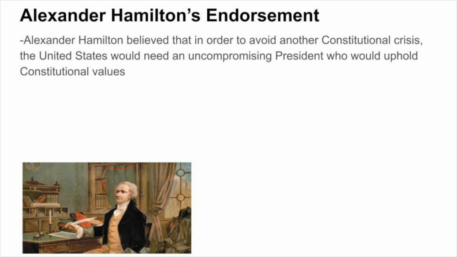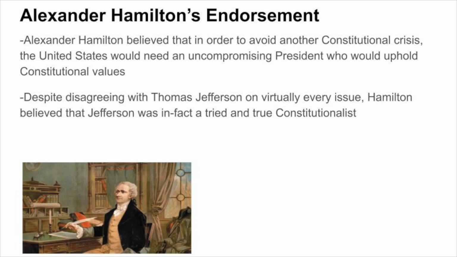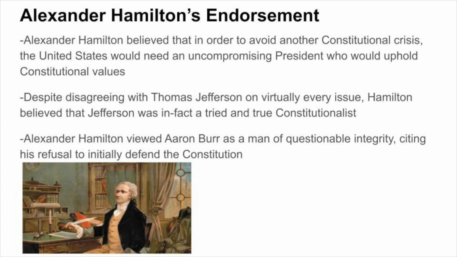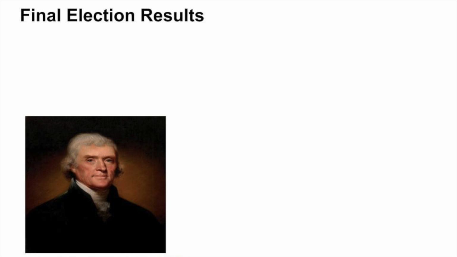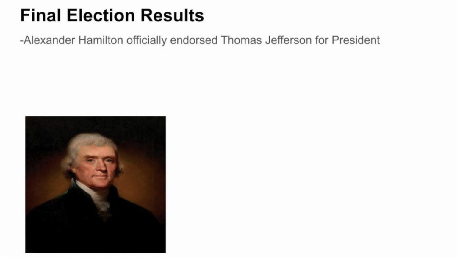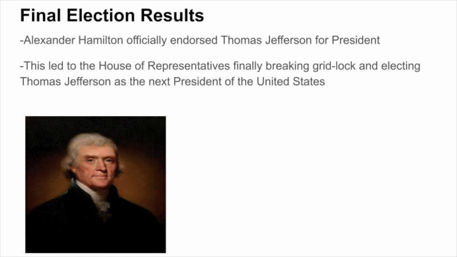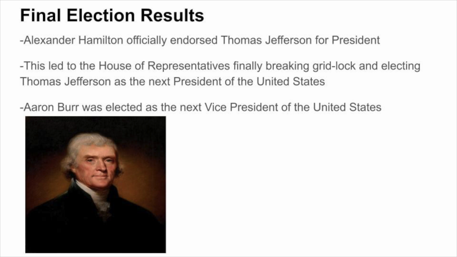Hamilton believed that in order to avoid another constitutional crisis, the United States would need a strong, uncompromising president who would uphold constitutional values. Despite disagreeing with Thomas Jefferson on virtually every issue, Hamilton believed that Jefferson was in fact a tried and true constitutionalist. Hamilton viewed Burr, on the other hand, as a man of questionable integrity, citing his initial refusal to defend the Constitution. For this reason, Alexander Hamilton officially endorsed Thomas Jefferson, leading to the House of Representatives finally breaking gridlock and electing Thomas Jefferson as the next President of the United States, with Aaron Burr becoming Vice President.